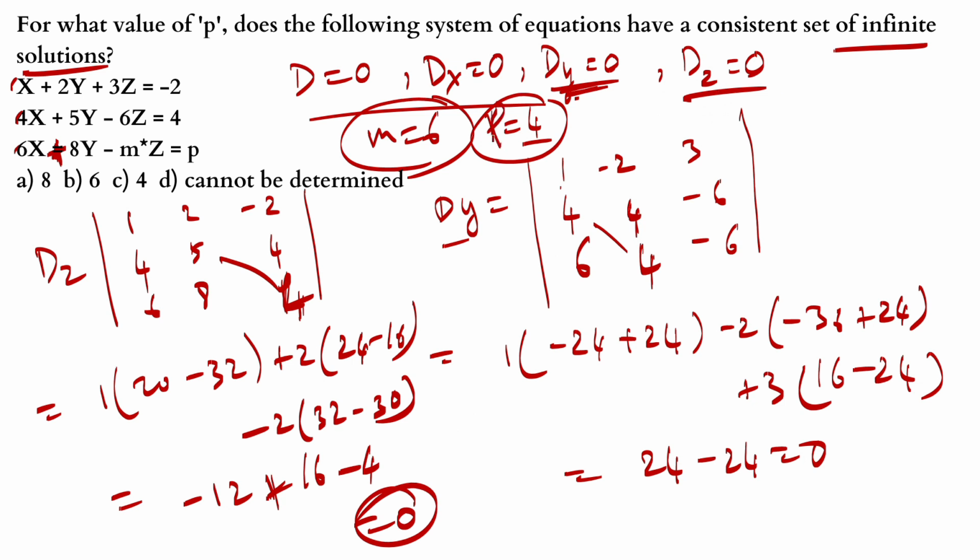So when p is equal to 4, all the values are 0, right? Det of z is equal to 0, det of y is 0. So each and every value is 0 when p is equal to 4. So option C is the answer.